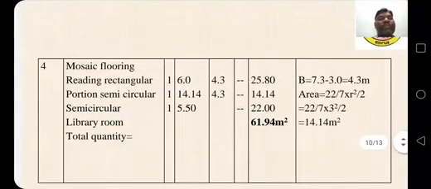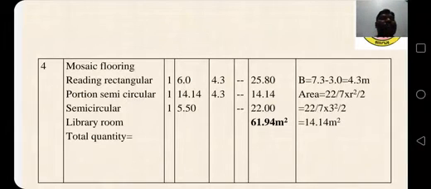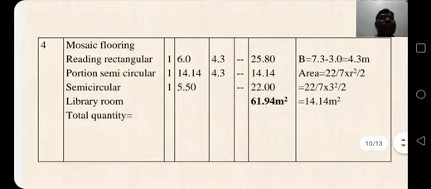For mosaic flooring, reading rectangular portion 16 into 0.3 is equal to 25.8. Portion semicircular 1 into 14.14 into 4.3, and quantity is 14.14. The semicircular 5.5 into 22.02. Library room 41.94 square meter.